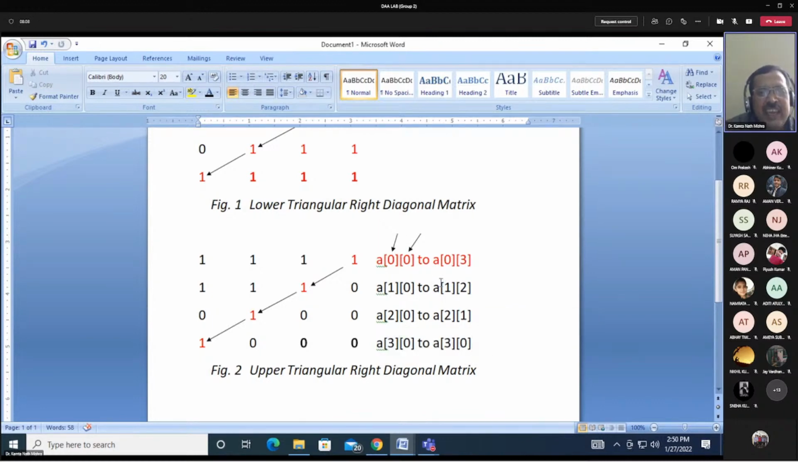And next value is J. So what is happening with respect to J? When I is 0, J will start from 0 and go up to 3, N minus 1. You will get A00, A01, A02, A03. So in the first row, I is 0, J will start from 0 and go up to N minus 1. And what will happen in the case of the second row? I will be increased by 1, and J will again start from 0 and go up to?